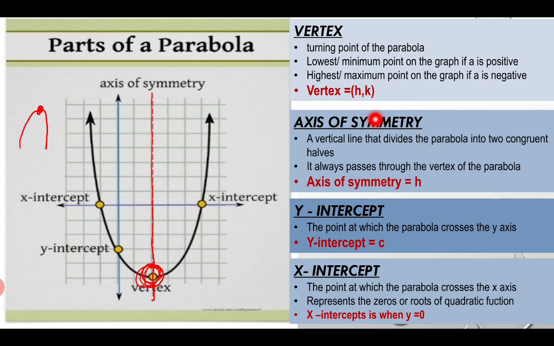Now, the x-intercept is the point at which the parabola crosses the x-axis. That is when the parabola touches the x-axis. Usually, you can solve this by solving the quadratic function by the quadratic formula, completing the square, extracting the square root, or by factoring. So what you do here is you make your y equal to 0.